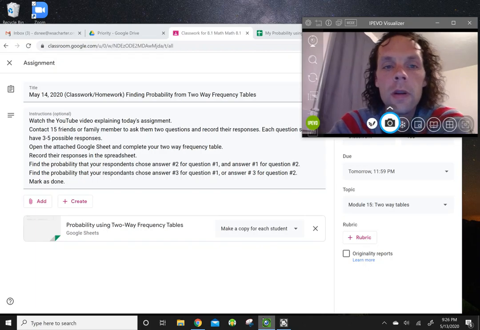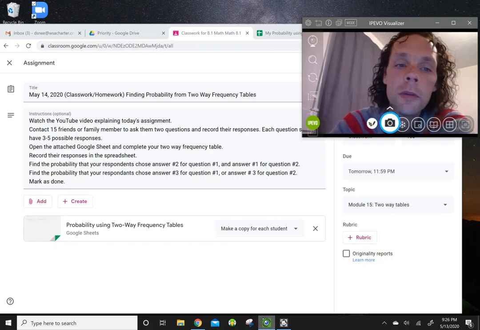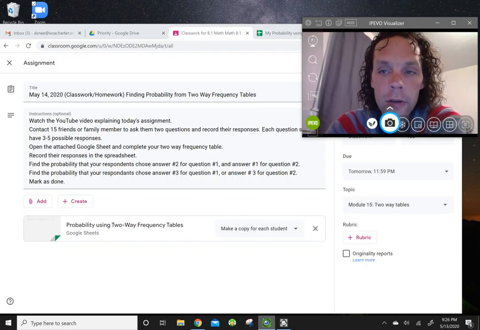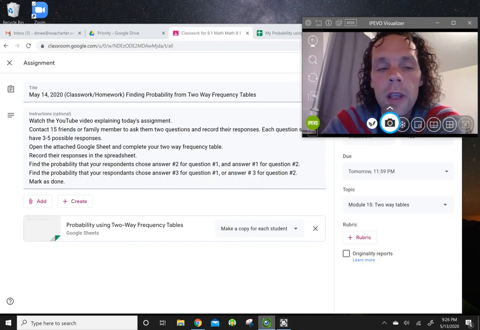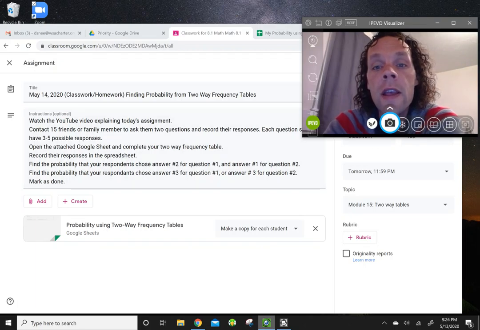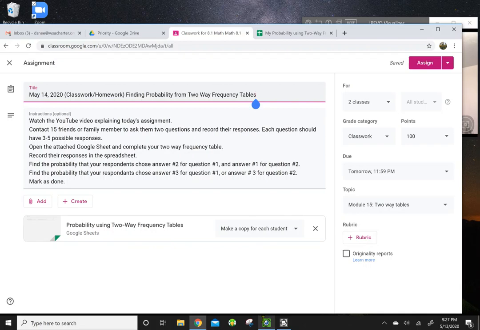We're going to do something a little bit different today with probability and two-way frequency tables. What I'm asking you to do is create your own frequency table and find the probability of some events happening. I outline the instructions here in your classroom, you can see on the left-hand side. I'm going to close my little window and just leave this open and read the instructions here.